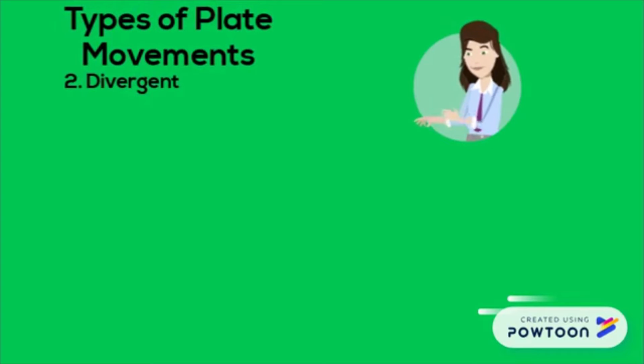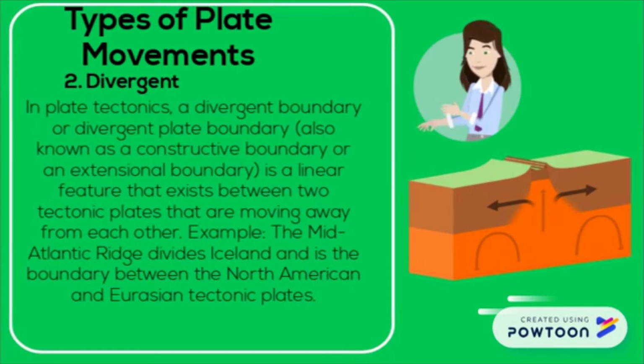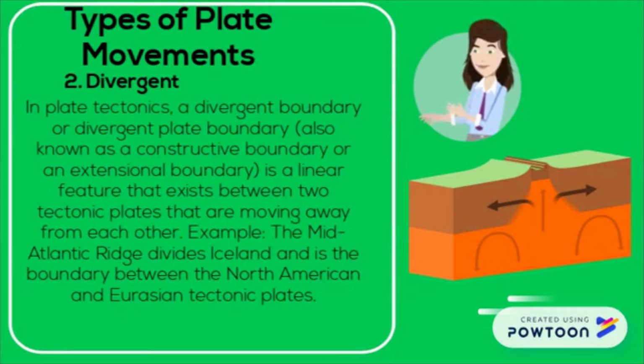Divergent. In plate tectonics, a divergent boundary or divergent plate boundary, also known as a constructive boundary or an extensional boundary, is a linear feature that exists between two tectonic plates that are moving away from each other. Example is the Mid-Atlantic Ridge, which divides Iceland and is the boundary between the North American and Eurasian tectonic plates.